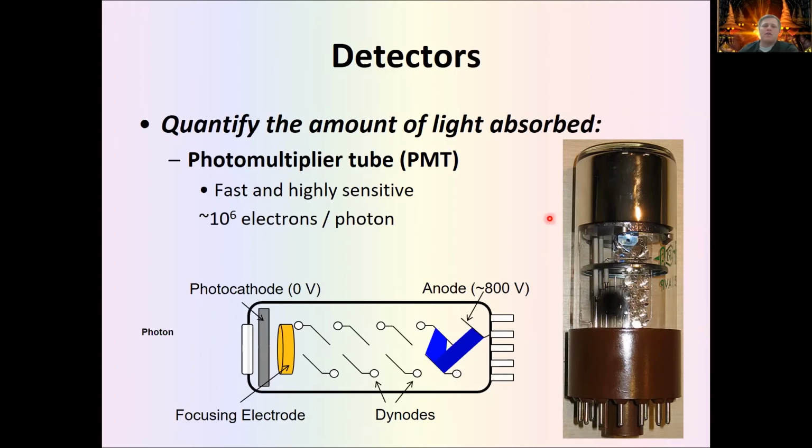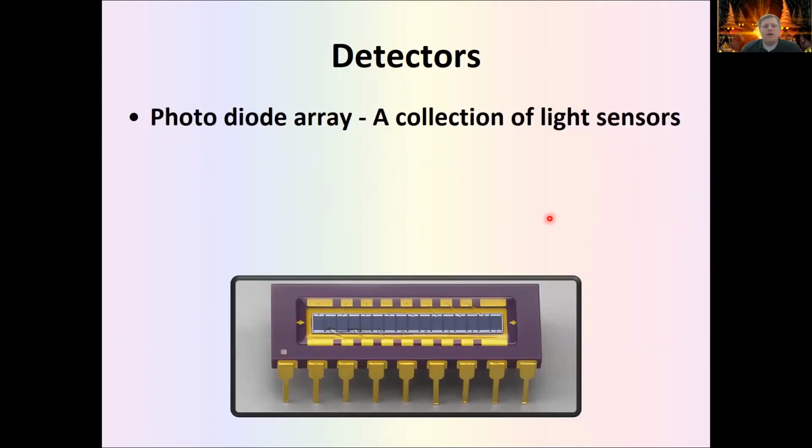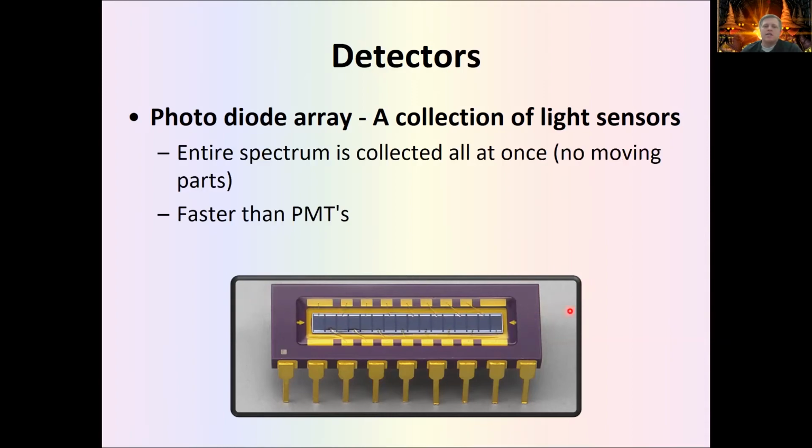Another type of detector that's really common, that we actually use in our instruments, is what's called a photodiode array. And this is basically just an array of photomultiplier tubes. If you have your light spread out in a rainbow, the nice thing about this is you can collect the entire spectrum all at once. With a photomultiplier tube, you can only measure one wavelength at a time, and the way you choose different wavelengths is you either rotate your diffraction grating or you rotate a mirror so that different wavelengths are hitting the photomultiplier tube at different times.